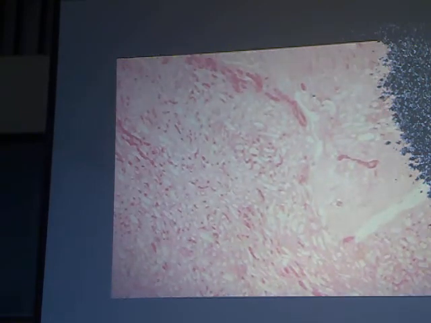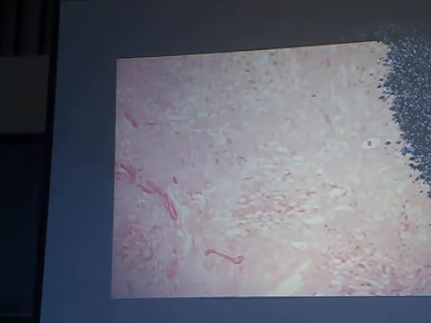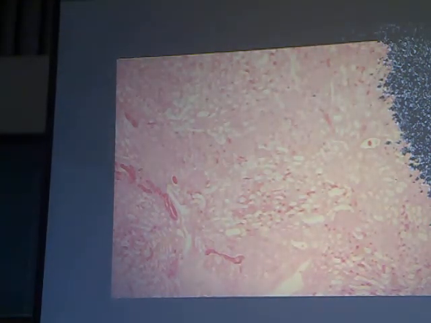Next slide is amyloidosis. Amyloidosis of what organ? What organ is shown? Kidney.